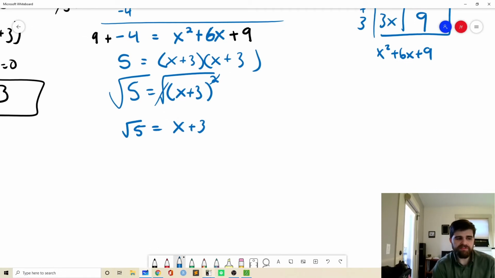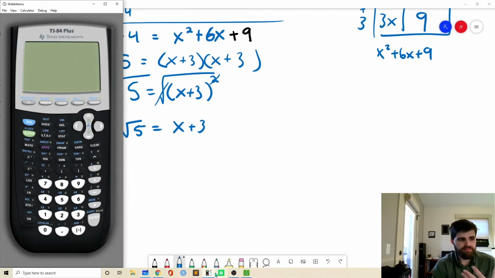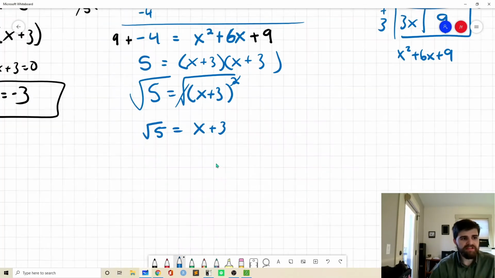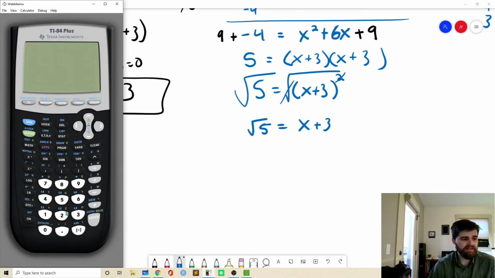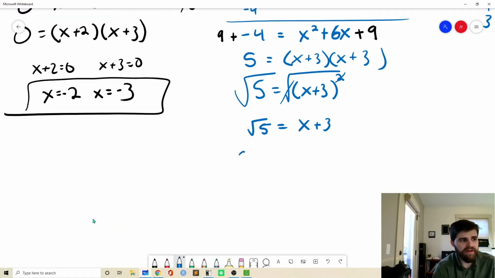Now, the first time I do this problem, I'm going to use decimals because they're easy to work with. But the next time we do this, I'm going to stick with the radicals so that we get the most exact answer. But just starting out, radicals are a little uncomfortable to work with, so we can throw it into a calculator. Okay, so the square root of 5 is 2.24.